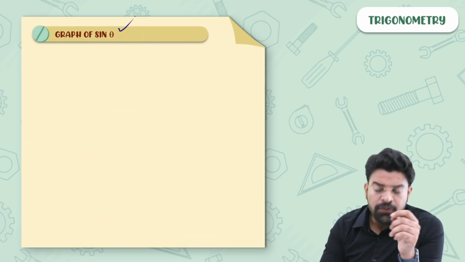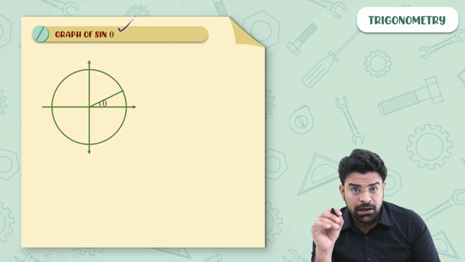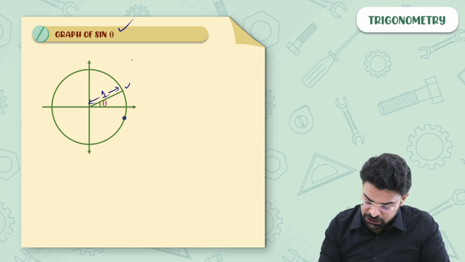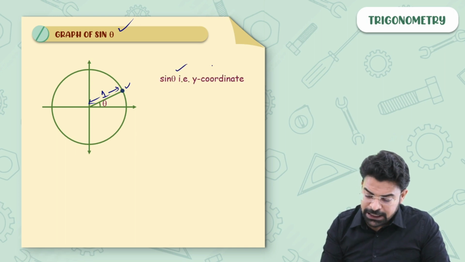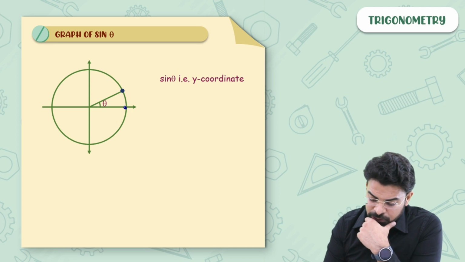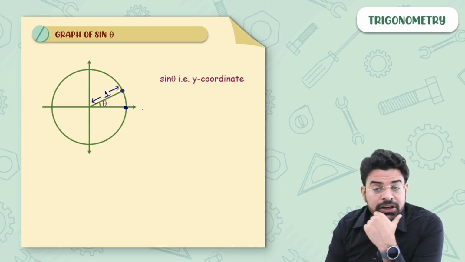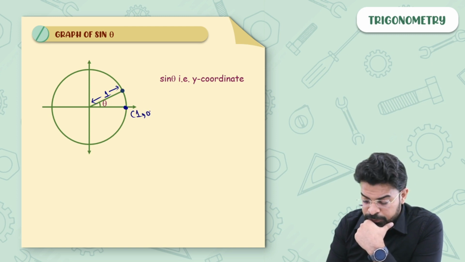Now, what does the graph of sine theta look like? Just remember that sine theta, let's say this is the point on unit circle, and this point goes once around the circle and comes back to the same place. Remember that sine theta is represented by y coordinate. So beta, when theta is 0, remember this is a unit circle, what will be the coordinate of this point? When theta is 0, the coordinate of this point will be 1, 0.